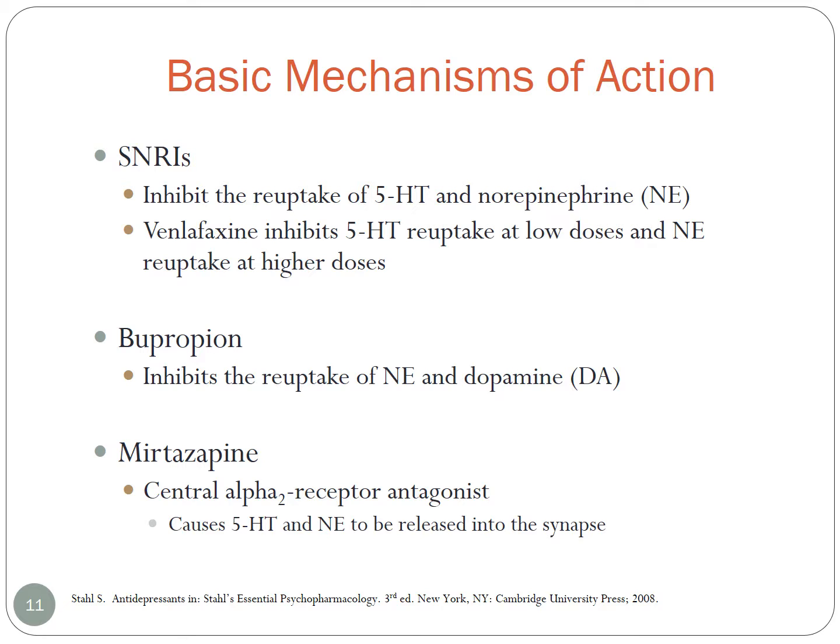So this one's a little bit different in that it's not working on serotonin, which is kind of nice because sometimes we can add it to our SSRIs or SNRIs to try to get an increase in response. It wouldn't really make sense to have patients on 2 SSRIs or 2 SNRIs because their mechanisms are the same or very similar. And then finally, mirtazapine is a central alpha-2 receptor antagonist. What this does is it causes serotonin and norepinephrine to be released into the synapse. So instead of inhibiting reuptake, these are actually causing release of more serotonin and more norepinephrine.